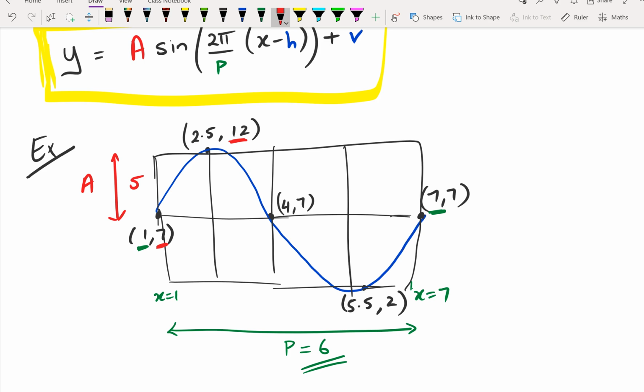And also if you look at it the other way, I've got 7, take away 2, that's also going to be 5, because the amplitude has to be the same. From the middle, it's going to go 5 up and 5 down. So amplitude is 5 in this case.